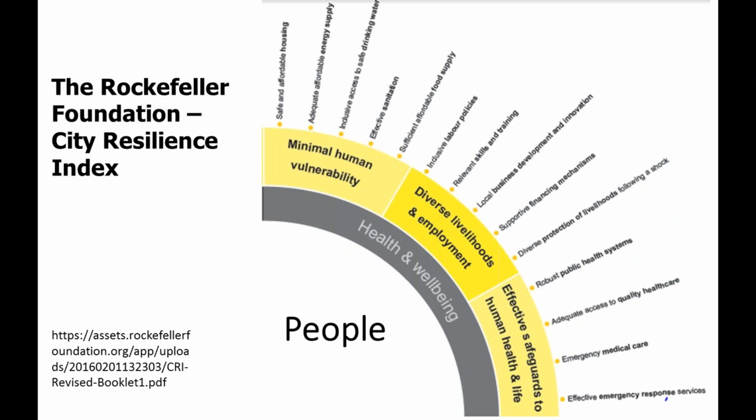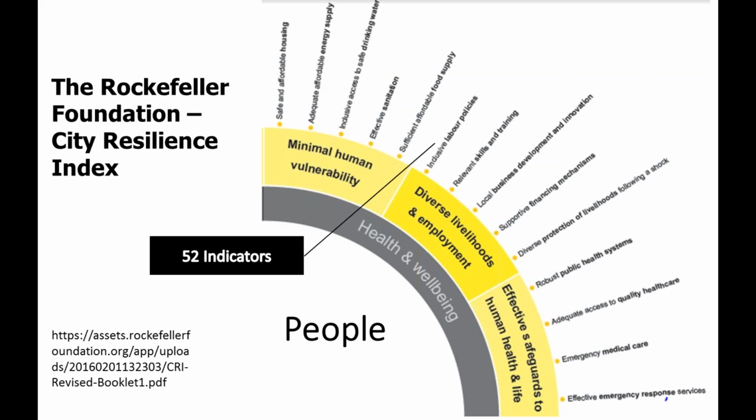So moving to their index, what they have then done is take the dimension or category of health and well-being, and they have the 3 goals of minimal human vulnerability, diverse livelihoods and employment, and effective safeguards to human health and life. And they have then identified 52 indicators that tie to each of those. And some of the indicators are tied to more than one, so they might actually apply to more than one of the goals.